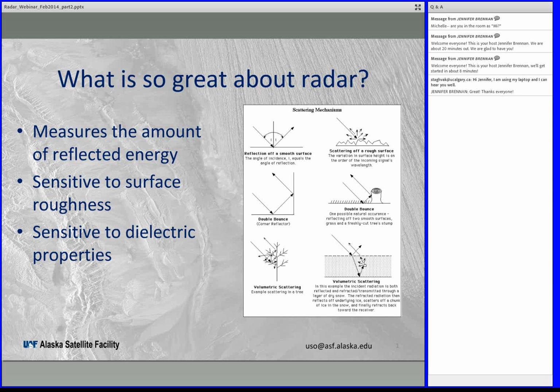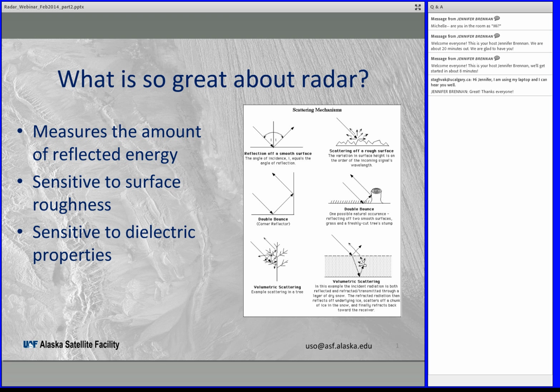Okay, so radar measures the amount of energy reflected back to the radar antenna. The energy reflected is often referred to as backscatter. Radar is sensitive to the surface roughness on the scale of the wavelength of the signals. It is also sensitive to the dielectric properties of the target. Thus, the backscatter can provide information on the moisture level of the target.